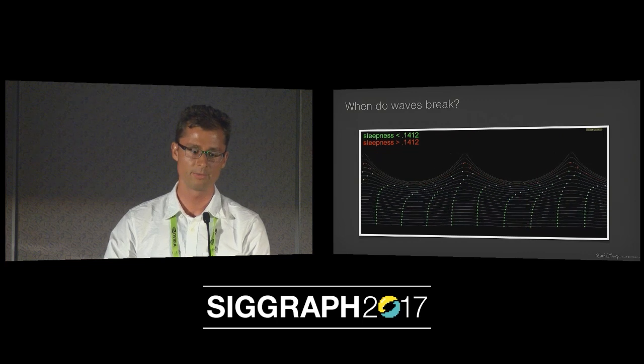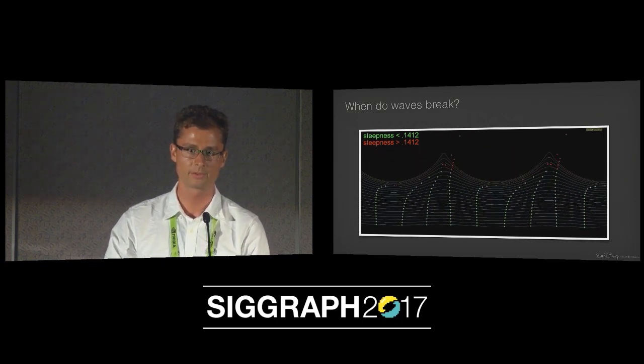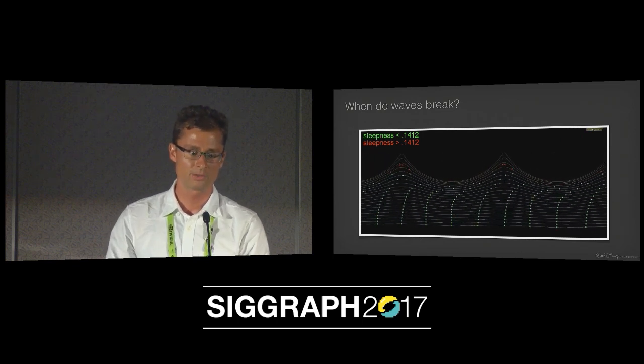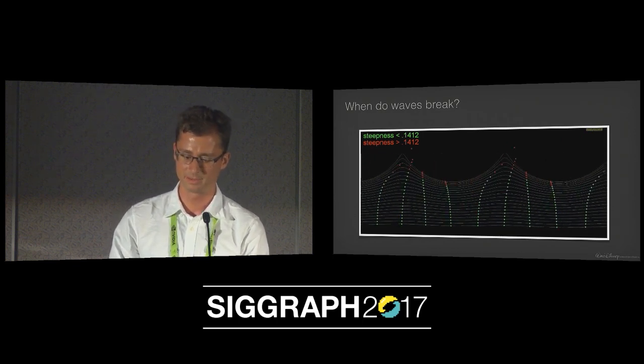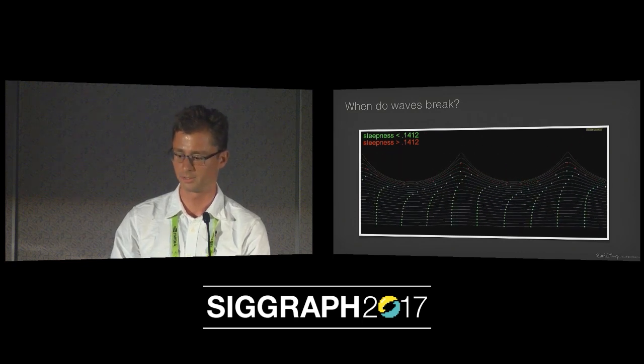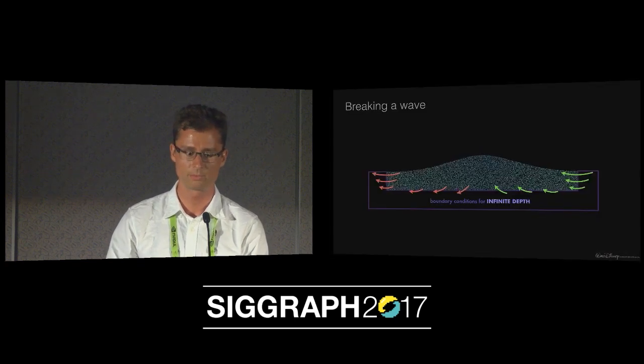And you can see that beyond a certain steepness, the particles go crazy. What happens there is the actual mathematical solution is not well defined. It blows up, becomes unstable. So that's the limit on the plausible waves that you can have. Basically, if the wave goes beyond that limit, it's going to break. So we utilize that to create breaking waves.